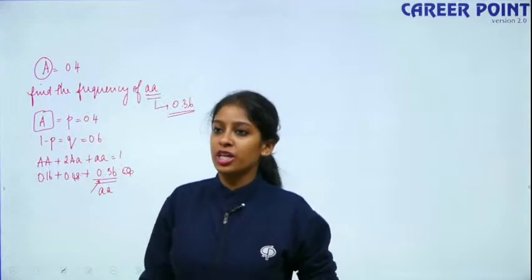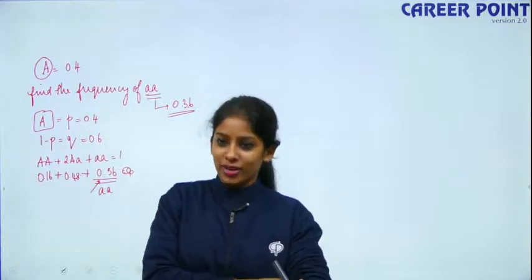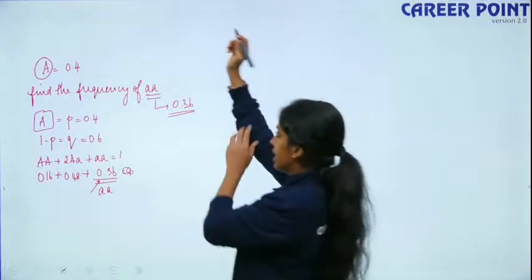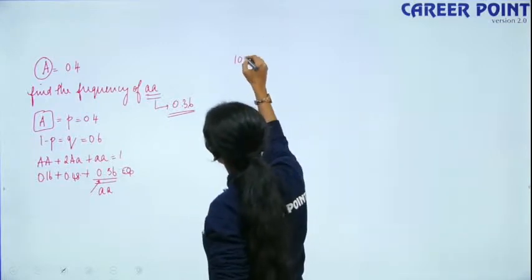You only know frequency in physics, that is 1 by T. Okay, fine. So know this frequency as well. Sometimes they will give the total population as 1000.